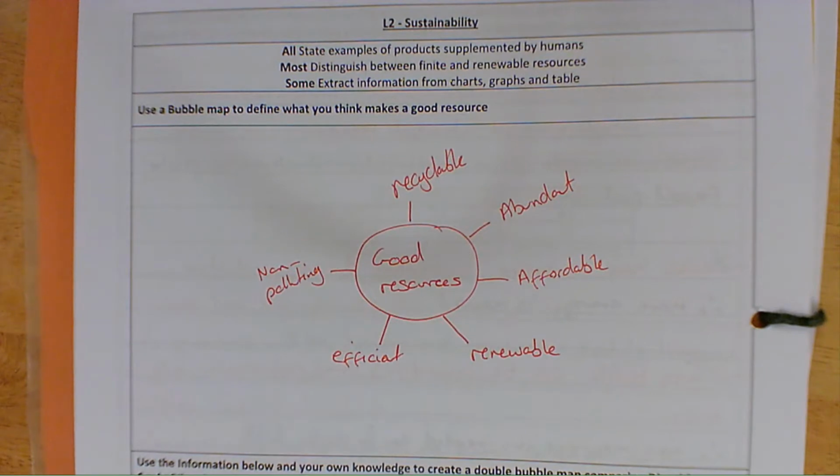So these are just a number of things that we might be looking at if we were trying to judge whether a resource was sustainable or whether it was good. And I'm sure you've got examples that I haven't included here. So if you just add them to your own bubble map.